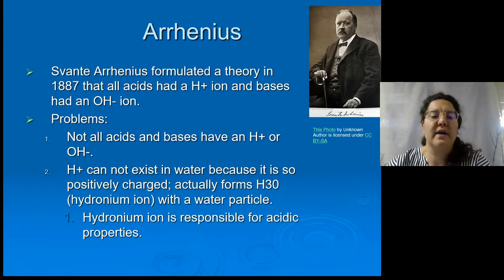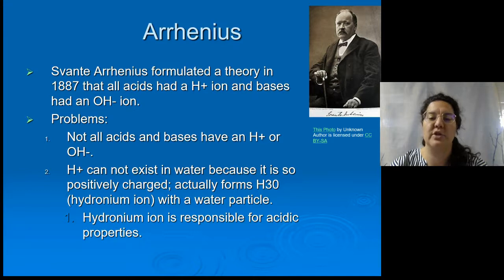So, Svante Arrhenius formulated a theory in 1887 that all acids have hydrogen ions and bases have hydroxide ions. Now, there's a few problems with this theory. Not all acids and bases have a hydrogen or hydroxide ion. Hydrogen ions cannot exist in water because it's so positively charged.